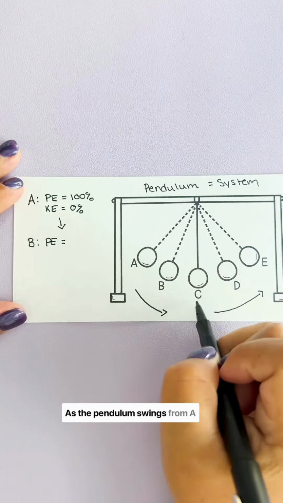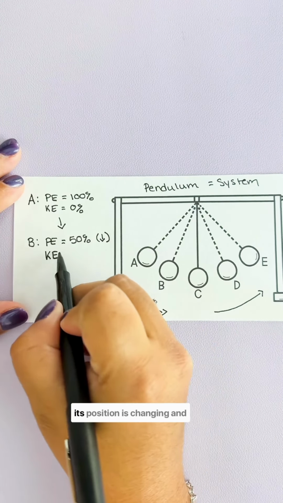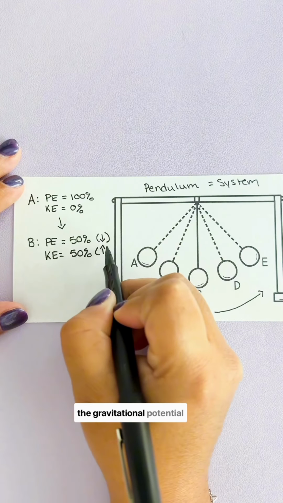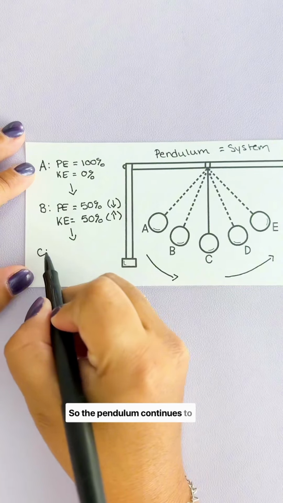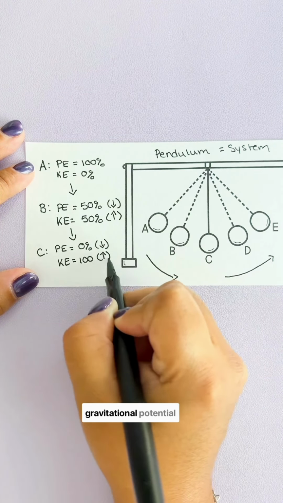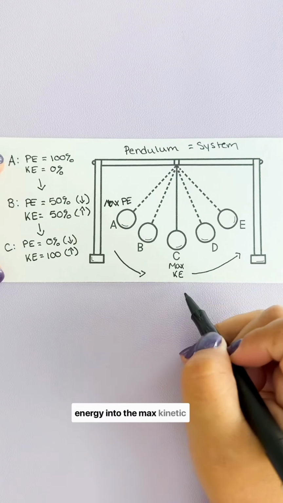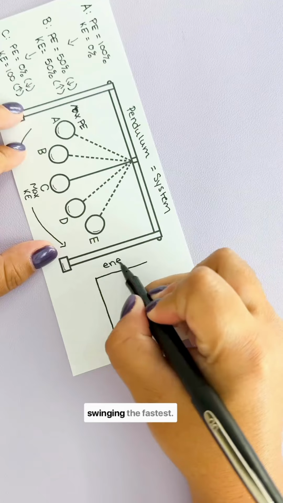As the pendulum swings from A to B, you will get a decrease in potential energy because its position is changing and the gravitational potential energy is transferred into that kinetic energy. So the pendulum continues to swing from point B to C, continuing the decrease of gravitational potential energy into the max kinetic energy at the bottom of this system. That is where the pendulum is swinging the fastest.